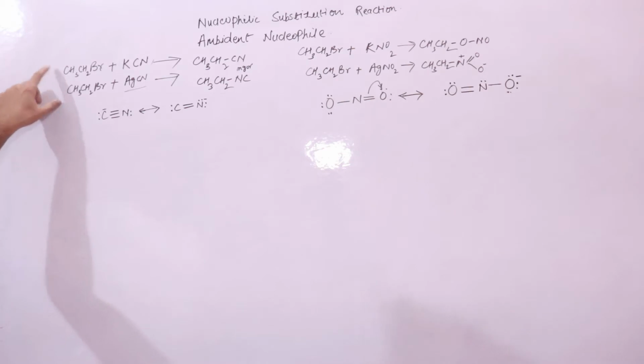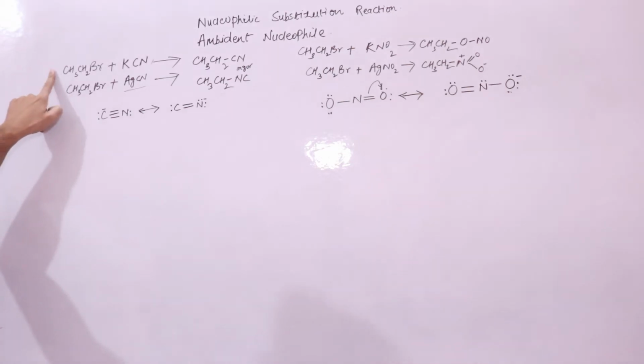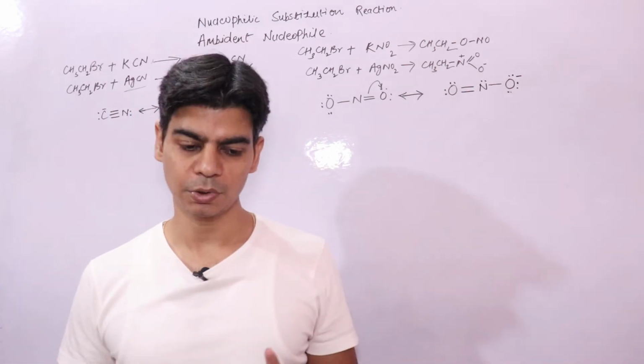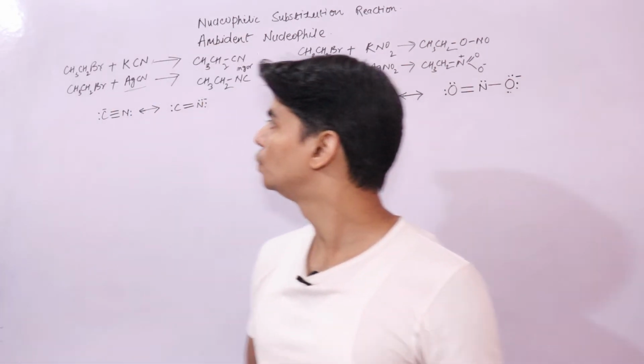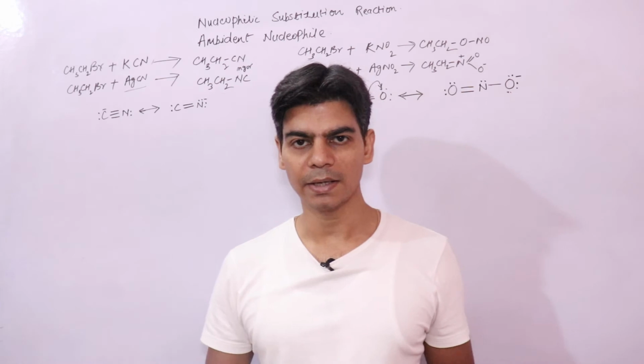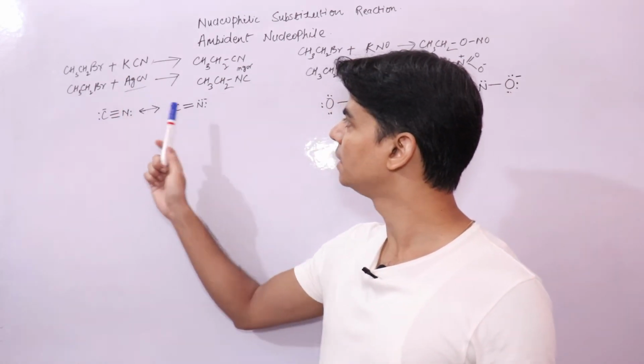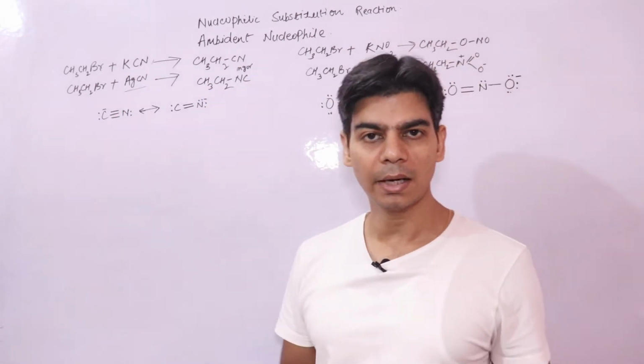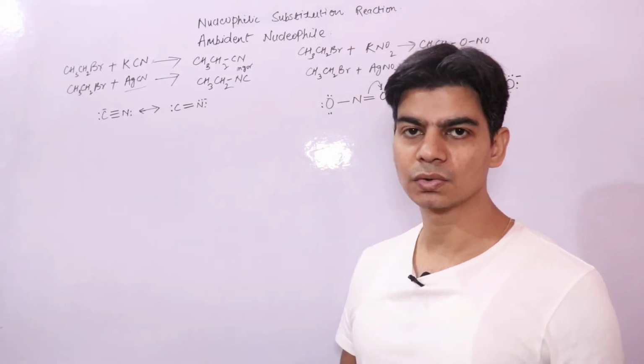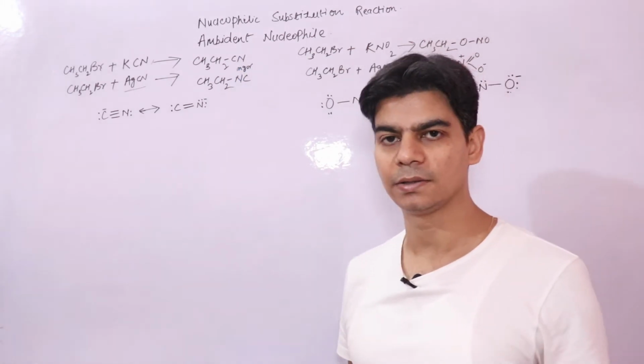If you look at this reaction here, this is an alkyl halide, which is ethyl bromide. It reacts with potassium cyanide to give you ethyl cyanide, and it reacts with silver cyanide to give you ethyl isocyanide. NC is the isocyanide and CN is cyanide.